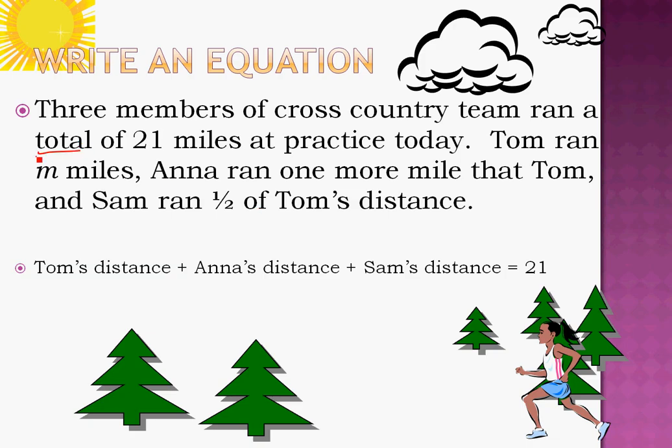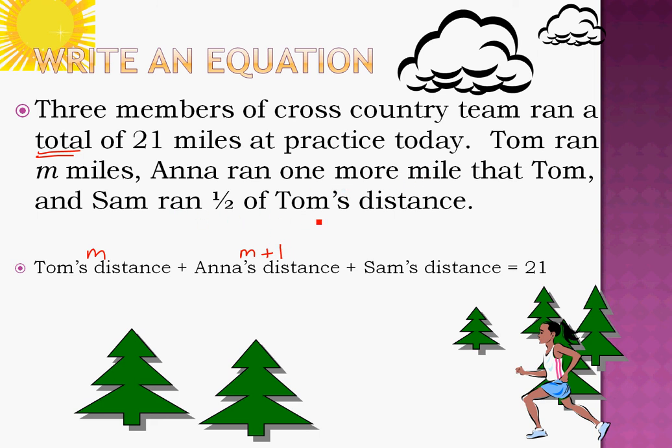And I'm getting that from basically this word here. They totaled or added up to be 21 miles. Once you have the basic shell of how you want to write your equation, now you can just plug in some more detailed information. We need Tom's distance. How far did Tom run? Let's go back and look. Tom ran M miles. We don't know exactly how far he ran, so we're going to call it M. How far did Anna run? Anna ran 1 more mile than Tom. So if Tom ran M miles, how far would Anna have run if she ran 1 more mile than Tom? Well, you would take Tom's mileage and add 1, because Anna ran 1 more mile.